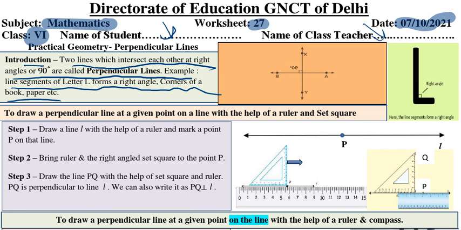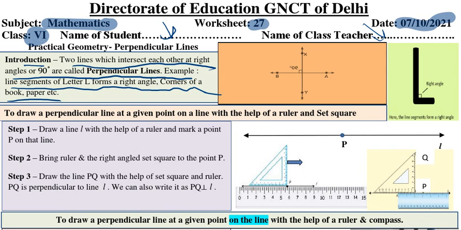And you can see the letter L over here. What is this in L? You can see this big right angle. This is present in the L, and that is why we call these perpendicular lines. The two lines which intersect each other at a 90-degree angle, or a right angle, are known as perpendicular lines.